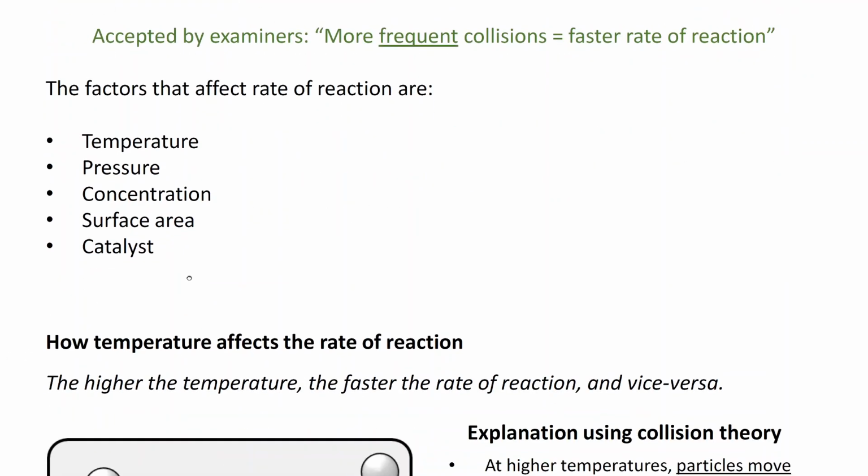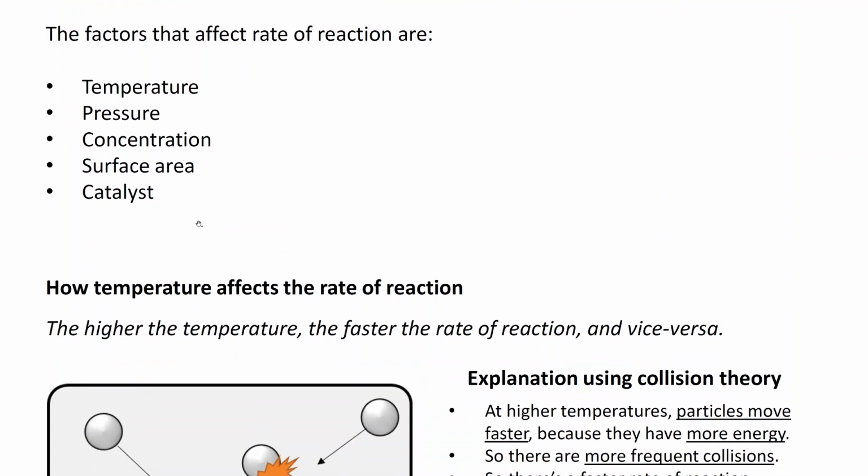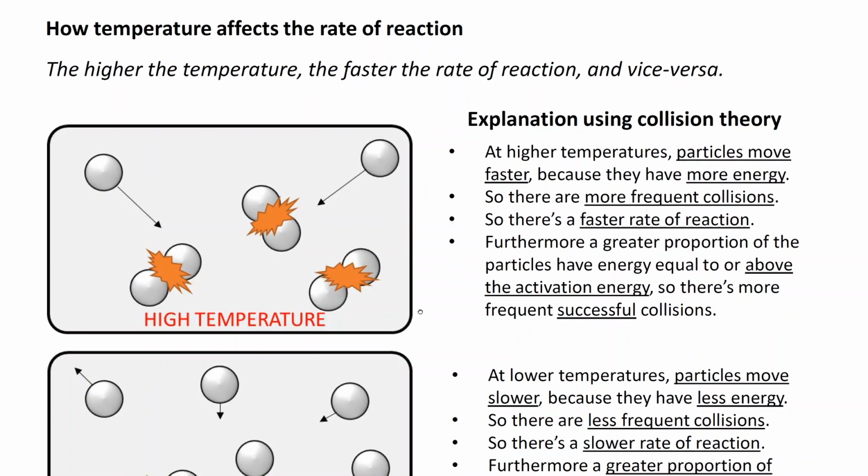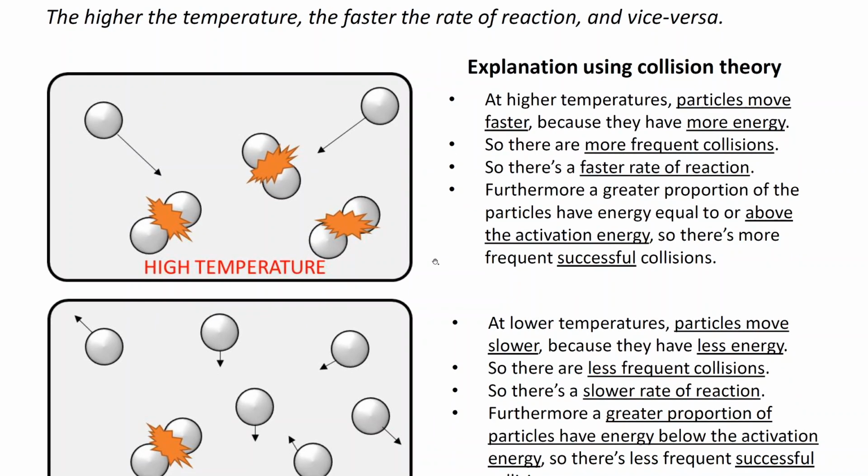So we've got 5 factors here that are going to affect the rate of reaction. The first is temperature, second is pressure, third is concentration, fourth is surface area, and the fifth is catalyst. Let's begin by looking at how temperature affects the rate of reaction. So we can say that the higher the temperature, the faster the rate of reaction. But we need to be able to explain this using collision theory.